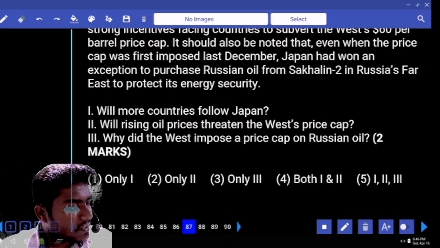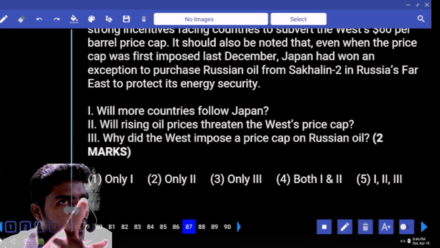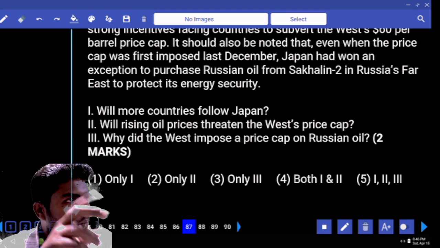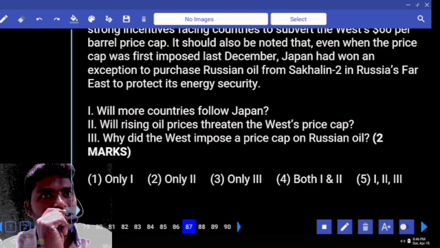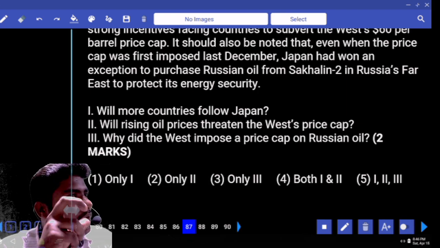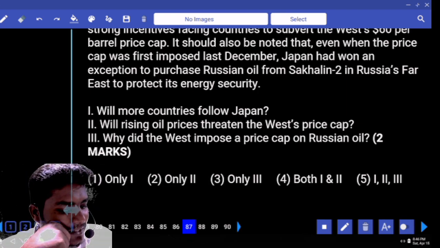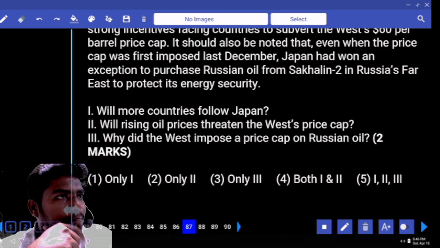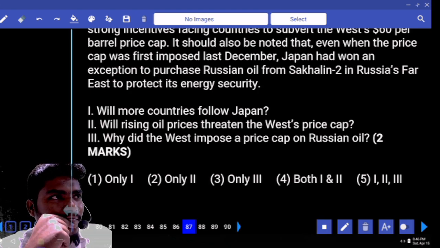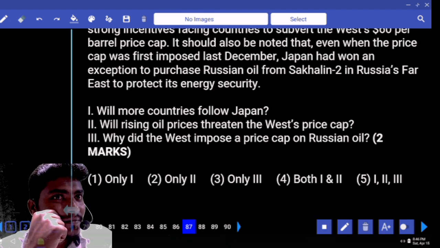Now can't you read this? And I will tell you this is the article taken from the April 16 newspaper. You just have to frame your questions. How much time do you need to read this? 15.